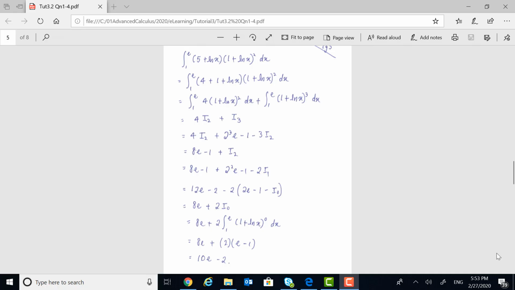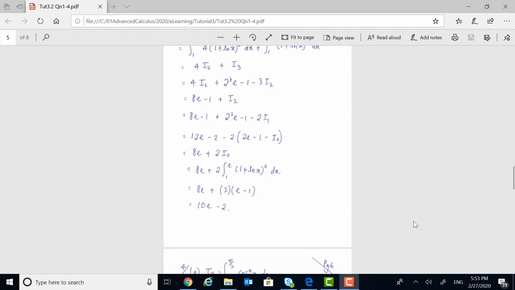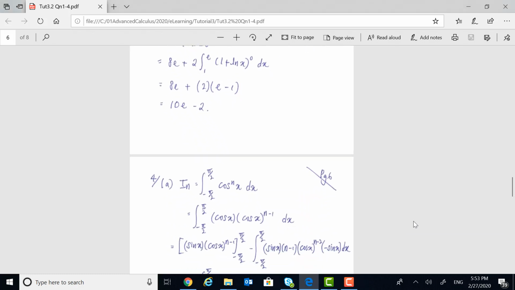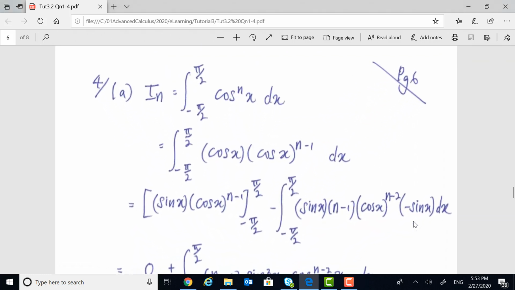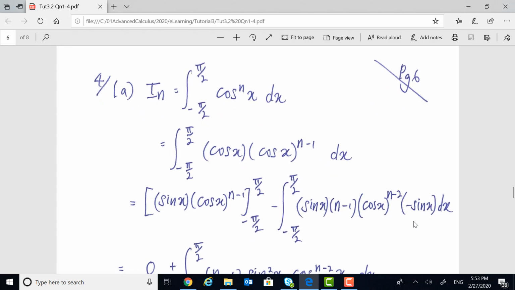Okay, now moving on to question 4. Question 4, once again, we are asked to prove a certain reduction order formula. This time we have I_n equals the integral of cos^n x. This expression is the same as writing (cos x) bracketed to the power of n. Say again, this is the same as writing cos x bracketed whole thing to the power of n.